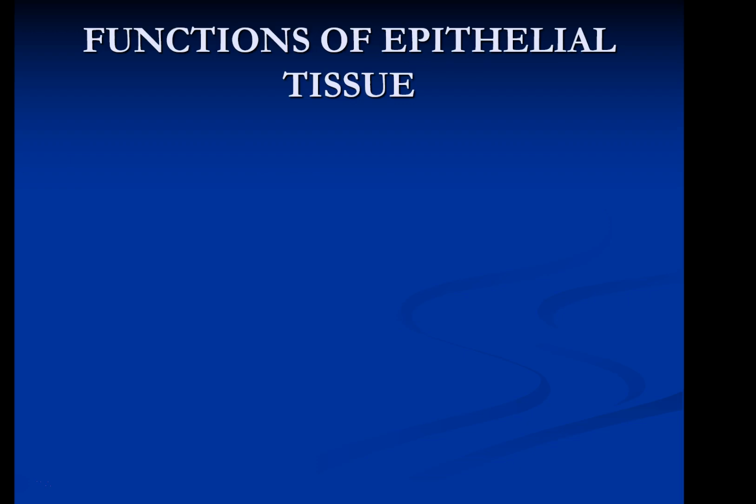Functions of epithelial tissue. One is to control permeability. Okay? So what does that mean? Permeability. Controls. Do we have anything that was selectively permeable? What did that mean? Chose what moved. Yeah, what came in and out of the cell membrane.